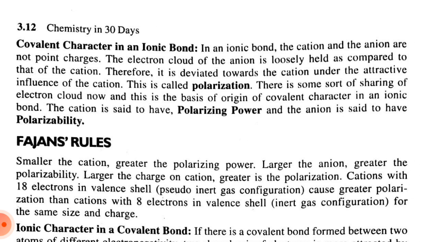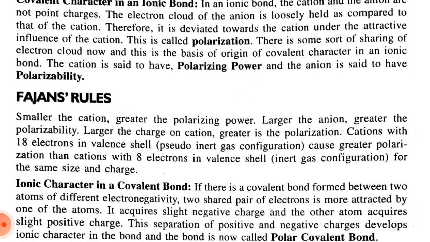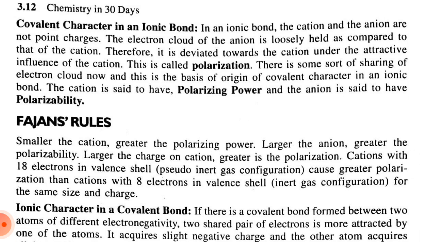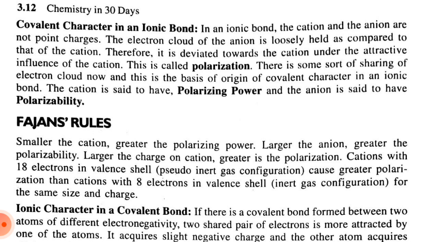Covalent character in an ionic bond. In an ionic bond, the cation and anion are not point charges. The electron cloud of the anion is loosely held as compared to that of the cation. Therefore, it is deviated towards the cation under the attractive influence of the cation. This is called polarization. There is some sort of sharing of electron cloud now. This is the basis of origin of covalent character in an ionic bond.